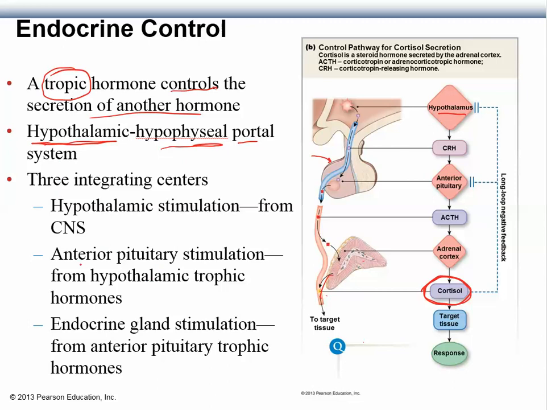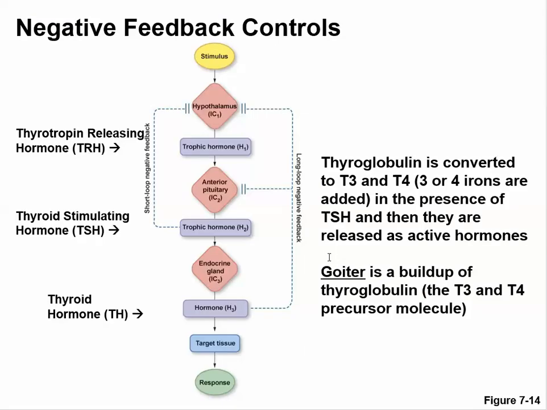Okay, so anterior pituitary stimulation from hypothalamus, tropic hormones. Endocrine gland stimulation from anterior pituitary tropic hormones. So the endocrine gland is ultimately the one that is affected, and that's where the actual hormone is released, the active hormone is released. Okay, so this is one that you are going to have to learn, okay?